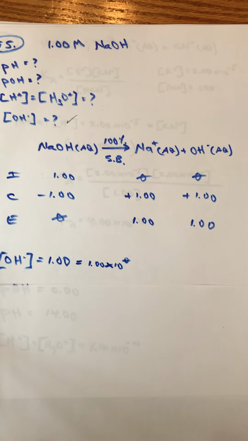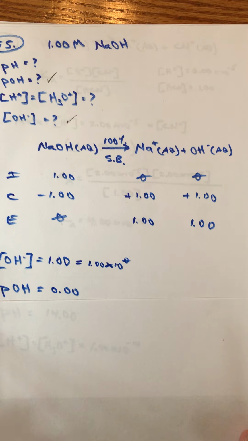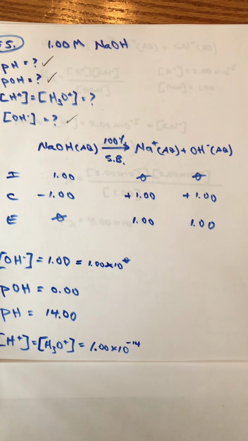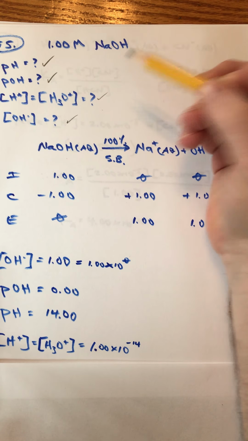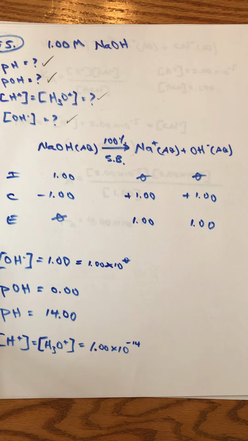And if you take the log of that, the pOH is 0. Cha-ching, the power. And 0 plus 14 gives me 14, so the pH is 14. Cha-ching. And if I take the inverse log of negative 14, I get 1 times 10 to the negative 14. Cha-ching. Not so hard. All right.